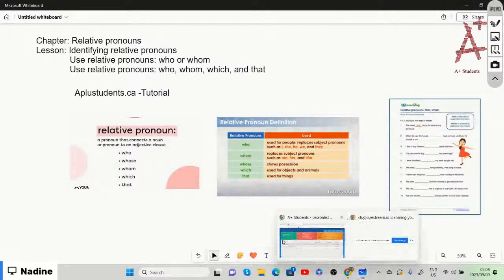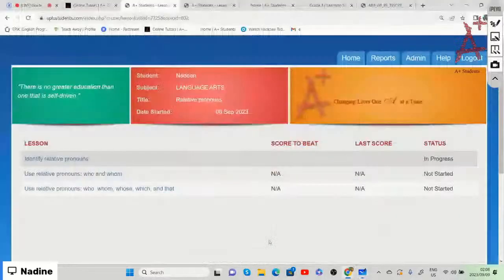If we now go to aplusstudents.ca, our tutorial page, the first lesson that we're going to be focusing on is to identify the relative pronouns.